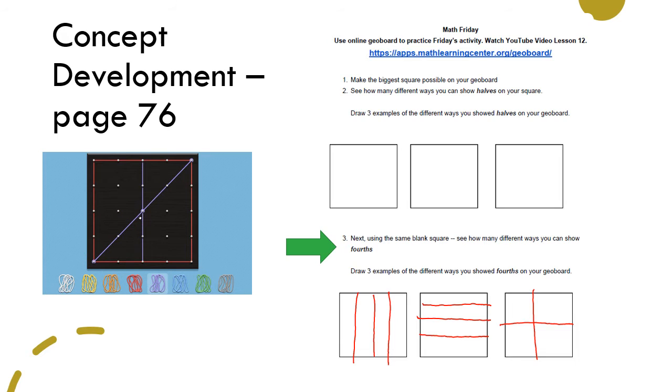And then there are also some other ways. Maybe you came up with this way. What shape are my shares now? Triangular. And I have 4 equal shares. So I came up with 4 different ways to show fourths.